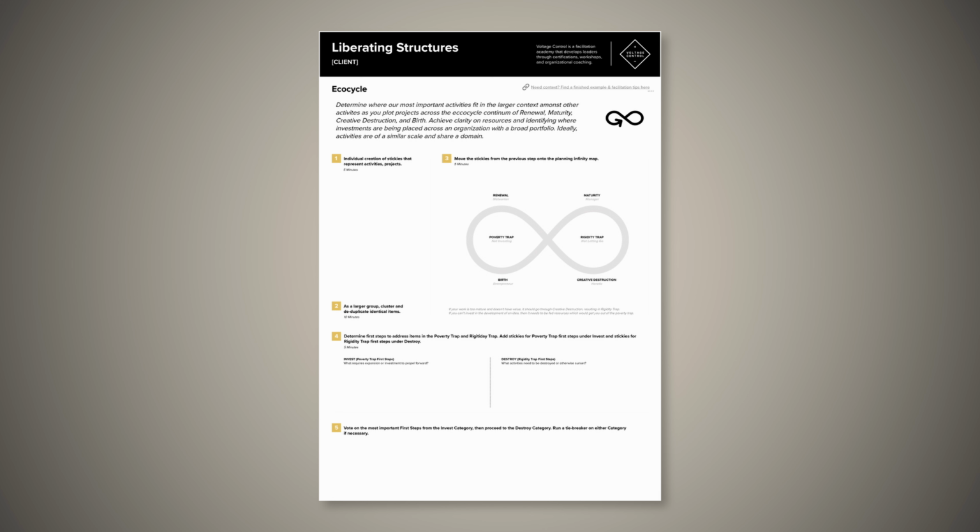There's two traps on either side. On the right-hand side, between maturity and creative destruction, you've got the rigidity trap. This means we're so stuck in our ways that we're okay with those maturity solutions that really need to be blown up and rethought out, but because we're so rigid and unwilling to change, we're stuck in that rigidity trap.